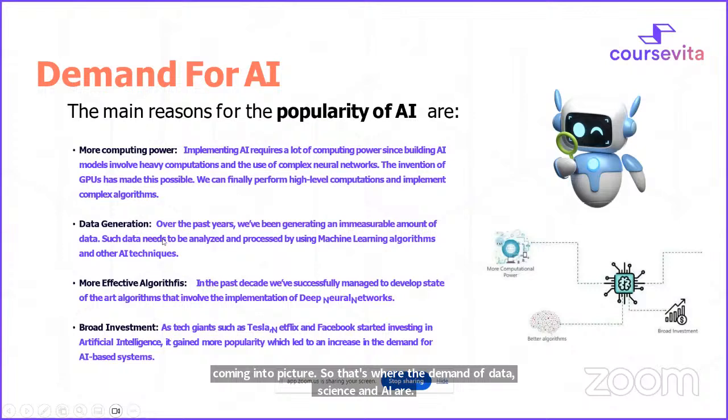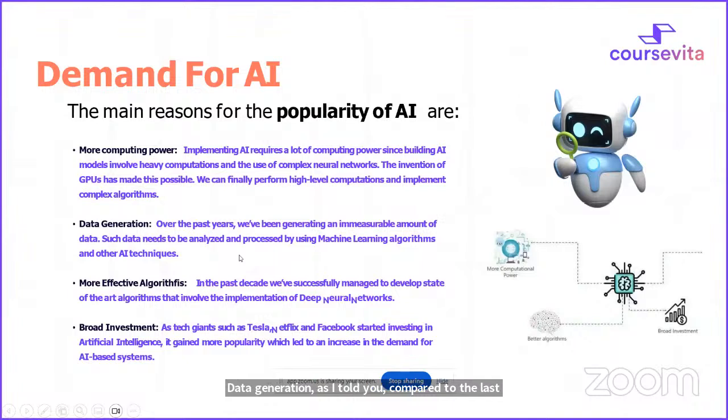And data generation, as I told you, compared to previous years, now you can see an immense amount of data is generated, and it should be analyzed and processed. That's where AI comes into the picture, with more effective algorithms. Let's say 5 years back, you had only a few machine learning algorithms, the traditional machine learning algorithms. Now the data is huge, and more AI, deep learning and NLP techniques are coming up, and you have a large number of effective algorithms working on it. So that is one reason.